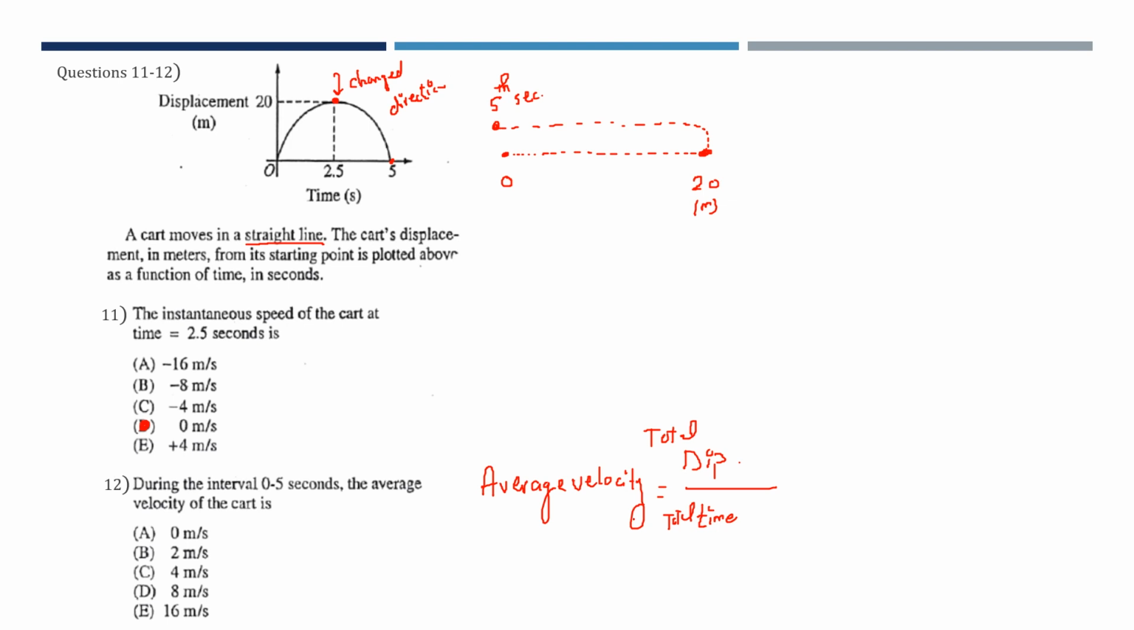What's the total displacement in this graph? The object started at this point and then it came back to the same point. No change in the initial and final position. Displacement is the difference between the initial and final positions. So when an object comes to the same starting point, it makes a zero displacement over 5 seconds. So 0 over 5, definitely the answer is A.